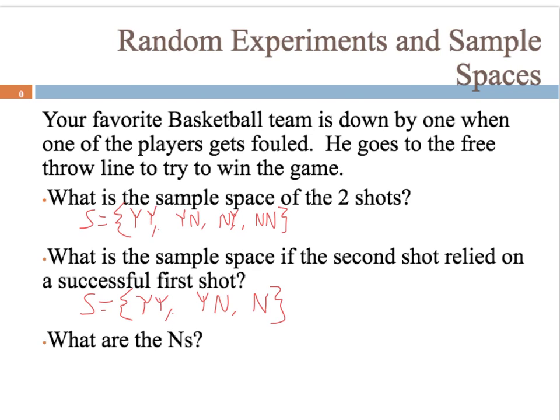Lastly, what are the n's? This basically is asking what are the sizes of each sample space. So for this first example, there are 4 outcomes, so we would just say n equals 4. And then for our second example, where the second shot relied on a successful first shot, we would say n equals 3.